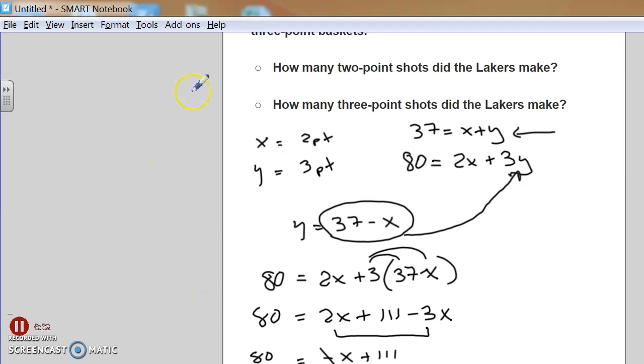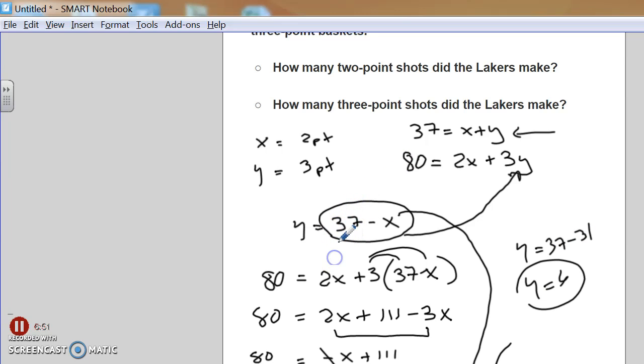Well, X was equal to 2-point baskets, so we had 31 2-point baskets. If I know what X is, and it's 31, then I'm going to substitute right back in here. So that would be 37 minus 31, and what does that give me? That gives me 6. So my solution would be 31, comma, 6. 31 meaning how many 2-point baskets, 6 meaning how many 3-point baskets.